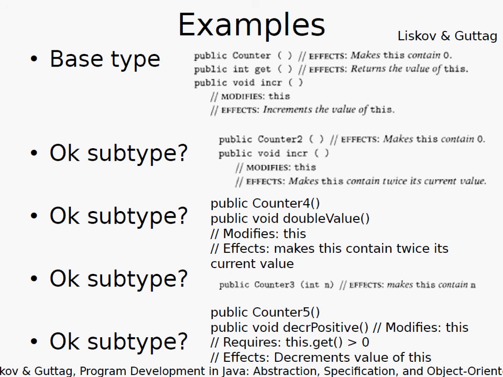Okay, here's a question. Is this an okay subtype? Counter 2, it's a subtype of counter, it claims to be a subtype of counter 1. It implements this interface, or it extends this class. Its constructor makes it contain 0, but increment doubles the value. Is that a legitimate subtype of this? So if you had one of these passed around to you, this supertype, if all you knew it was one of these, and then you had code that was relying on these properties, it was using this interface as if it's a counter, and secretly you were passed a counter 2, could your code be rudely surprised?